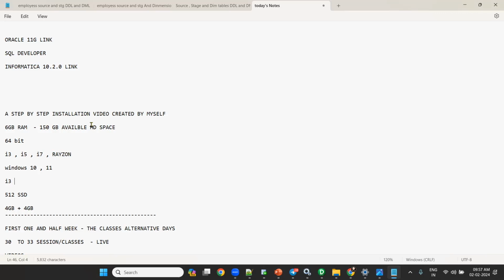Now, if you have 4 GB RAM, take the laptop to a laptop showroom or laptop repair shop and add one more 4 GB. If it is 8 GB, it will be better, but 6 GB also works.